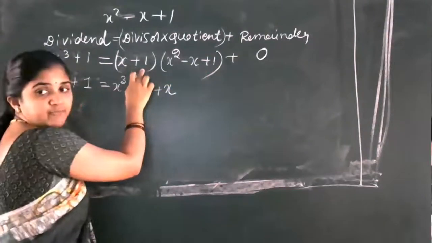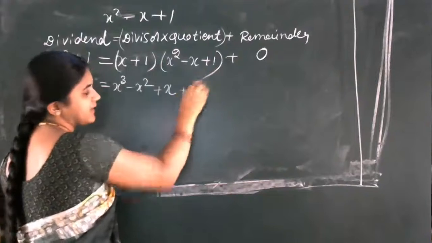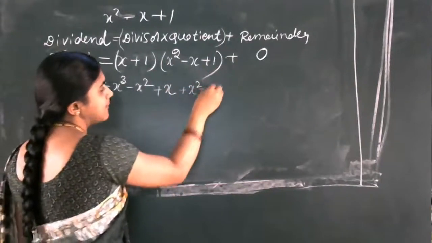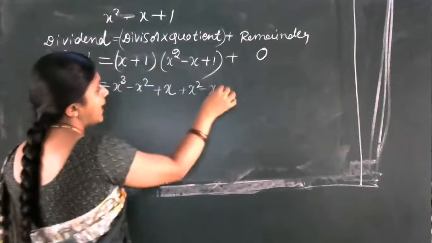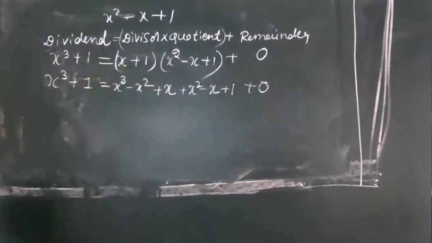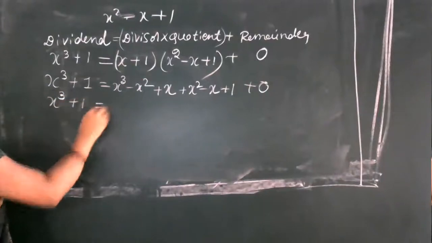Now let us come for the 1. 1 into x square, in the sense x square. 1 into minus x. 1 into 1, 1. Then the remainder is plus 0 only. Okay, now you just observe x cube plus 1, the LHS part.